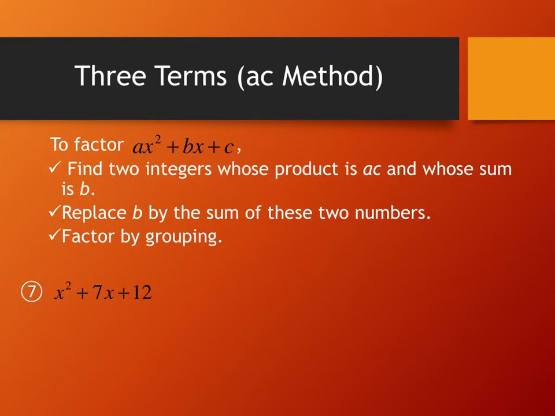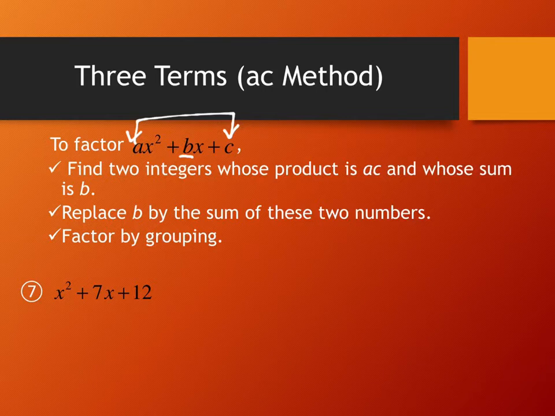So here's the basic idea for it. To factor ax squared plus bx plus c, you find two integers whose product is a times c. Okay, so the product has to be this multiplied, the a and the c multiplied, and its sum is b. So it multiplies to a times c, and it adds to b. You replace the b with those two numbers. So instead of it saying bx in the middle, it's going to have two other pieces that add together to give you b in the middle. And then you factor with grouping.